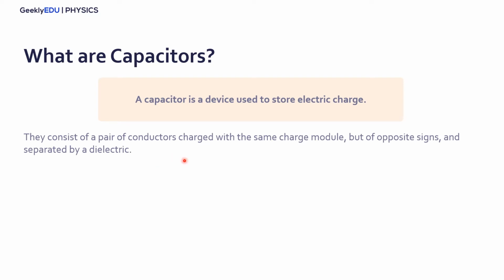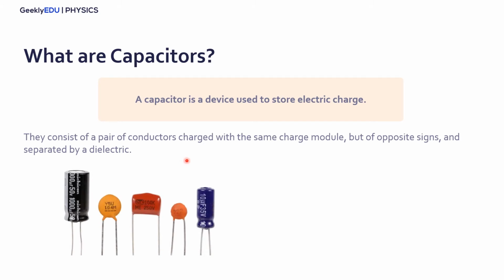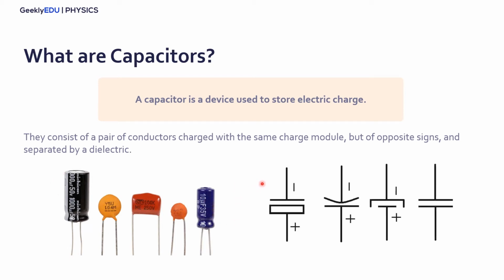Okay, so we have a lot of different types of capacitors. Here are some examples for you to see. It's very common to see them in small circuits in almost all electric devices we have nowadays. And in a circuit, it's represented with these symbols here. So it's a pair of conductors with the same charge but with opposite signs, separated by a dielectric.